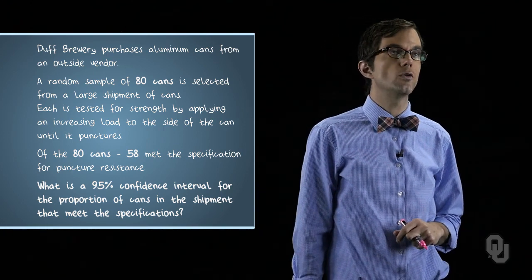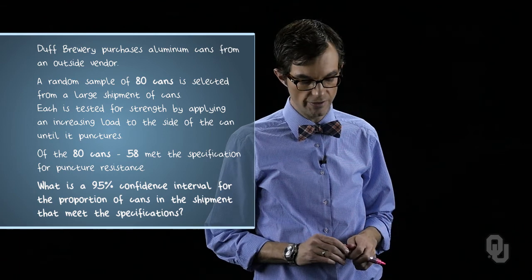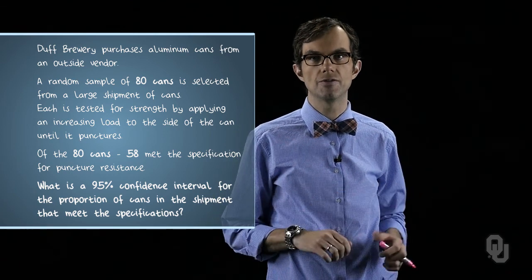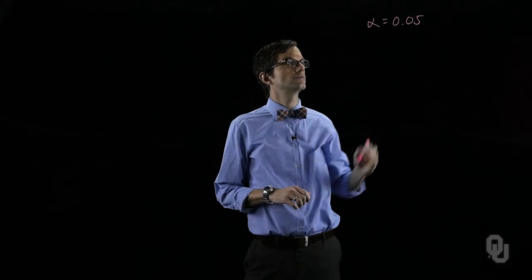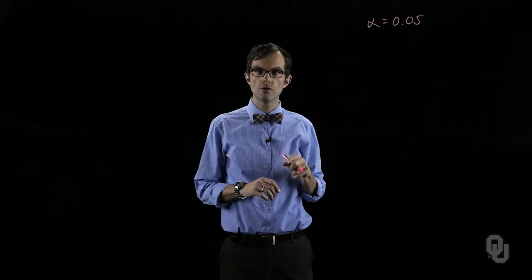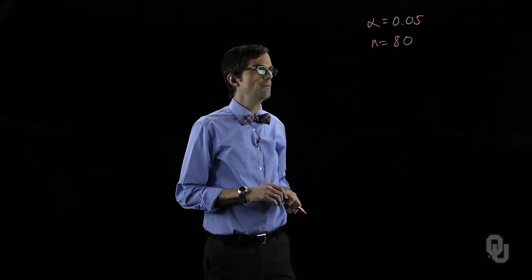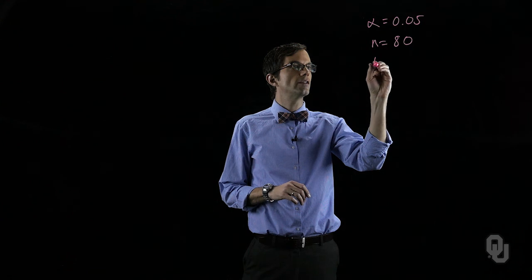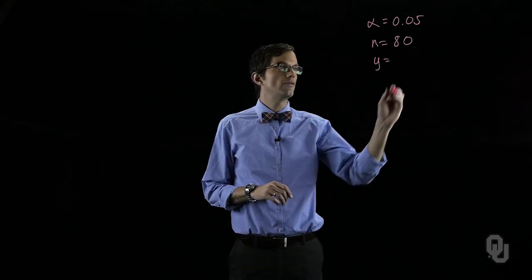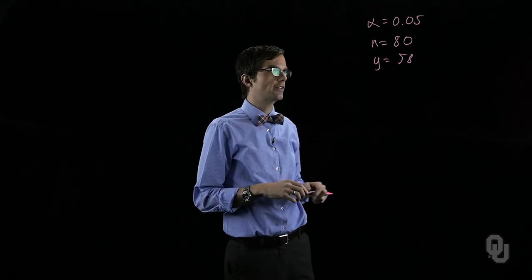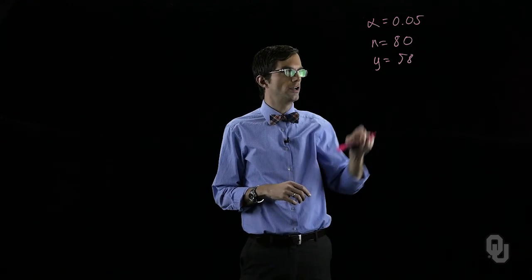Okay, so we want a 95% confidence interval for the proportion of cans that meet the specifications. So alpha, in this case, would be 0.05. Okay, 95% confidence, therefore alpha is 0.05. And we know that we witnessed a sample of size 80 cans. Okay, and in those 80 cans, we found that 58 met the specifications. After we did our strength testing, y equals 58, we're good.